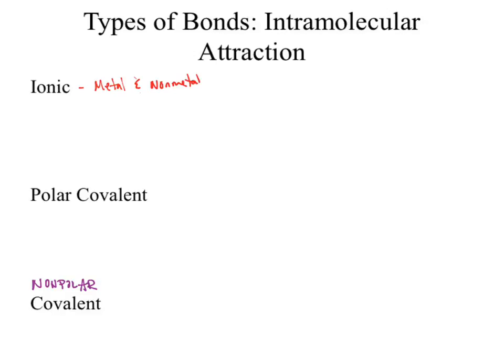Okay. That is really just our rule of thumb. It's not an exact science, but it gets us pretty darn close. So if we see a metal and a non-metal, I've got an ionic bond.